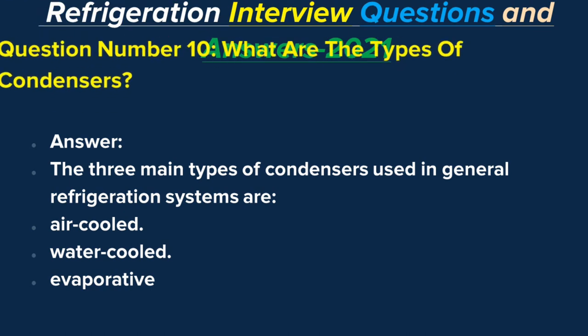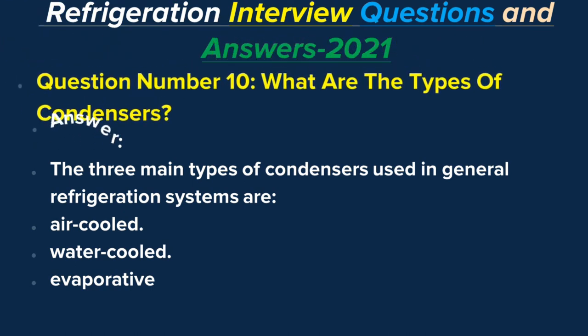Question number 10, what are the types of condensers? Answer, the three main types of condensers used in general refrigeration systems are air-cooled, water-cooled, evaporative.